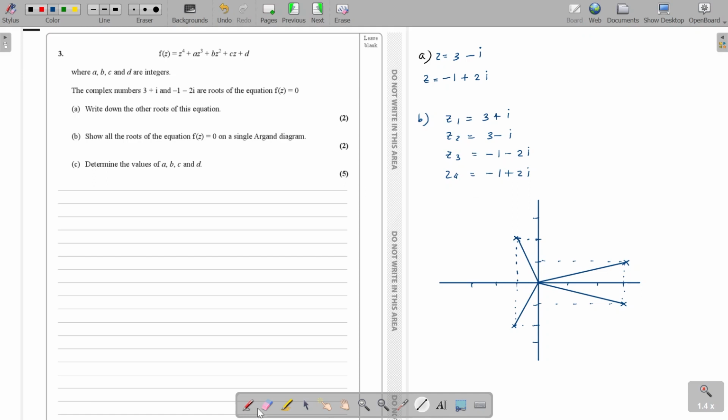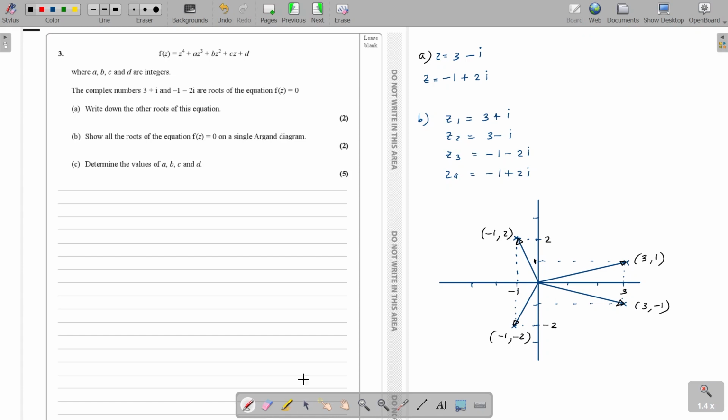Okay, can you see the 4 roots? Did you mark it? So give the arrow and mark the coordinates. This is 3 comma 1. This is 3 comma minus 1. This is minus 1 comma minus 2. And this is minus 1 comma 2. Are you with me? Okay, can you see all the coordinates are clearly marked?